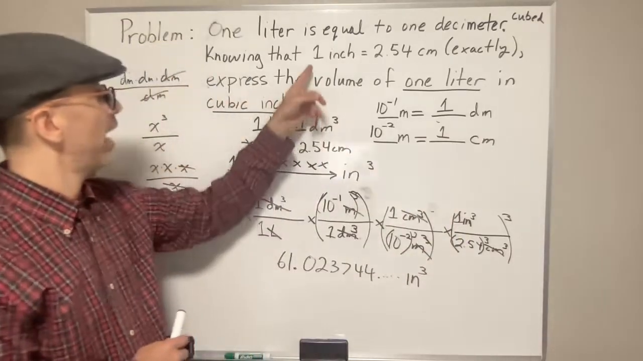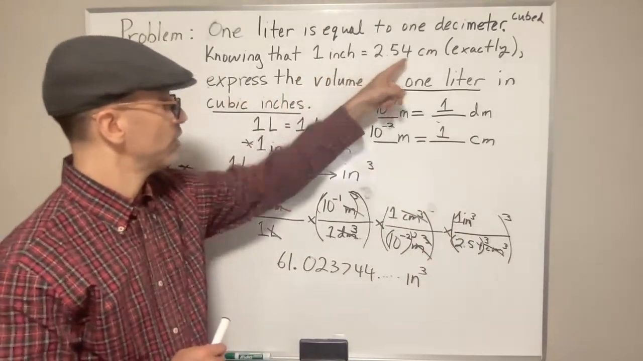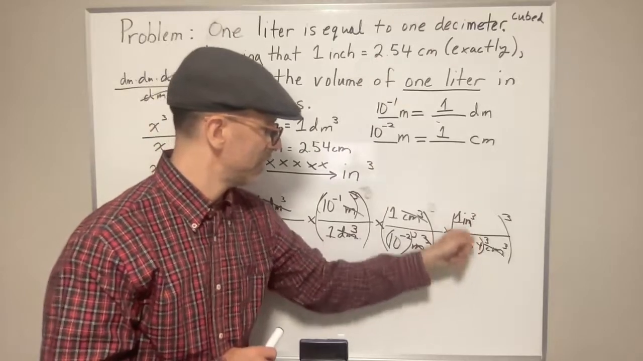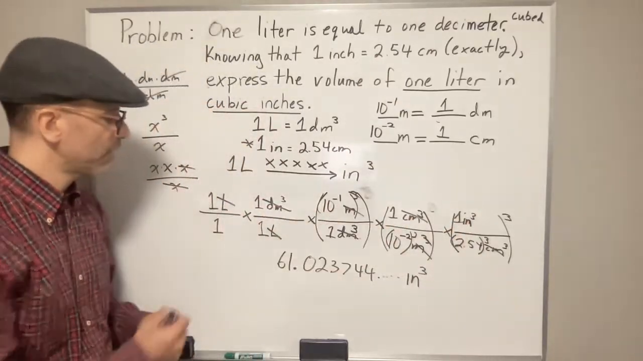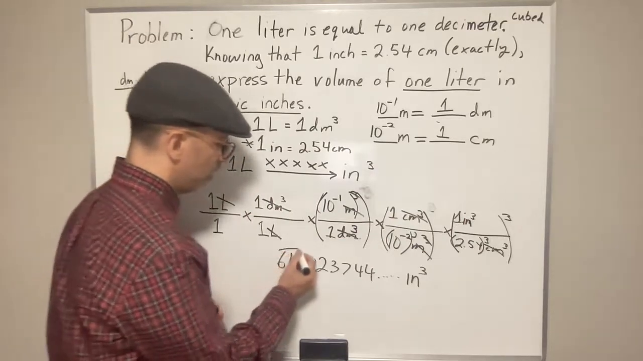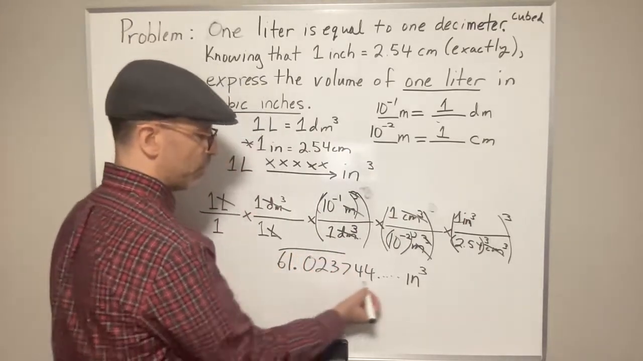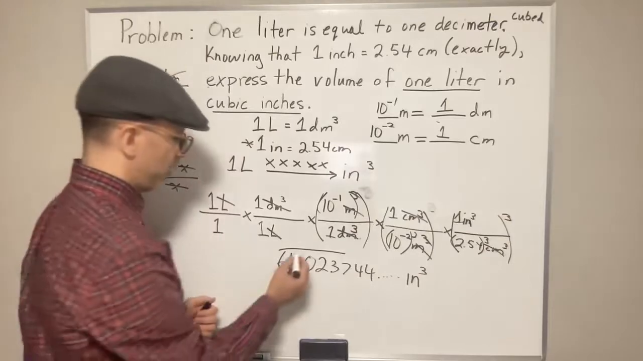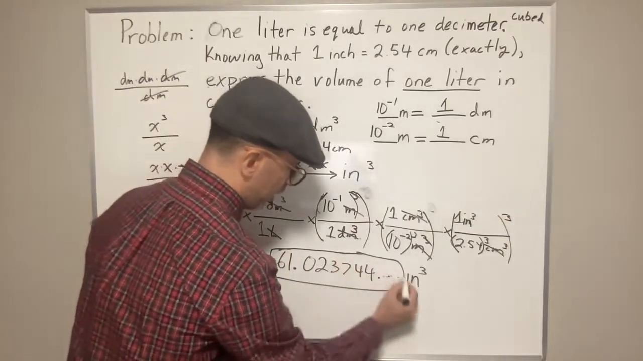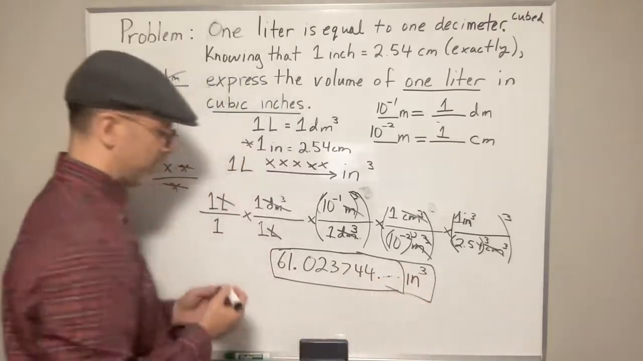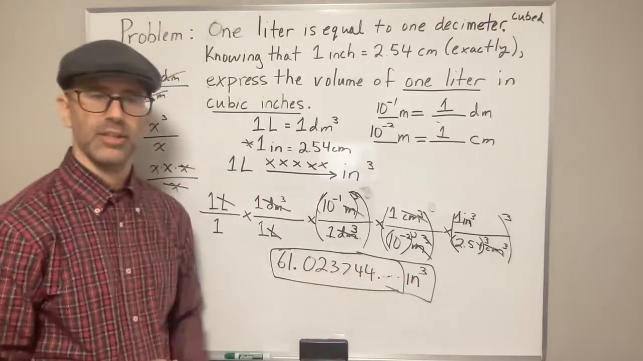And we are told that 1 inch is equal to 2.54 centimeters. So that relationship is exact. So all of this is exact. That means that this number is exact, so the number of digits keeps going on. That's why I have the dot, dot, dot there. So that would be your final answer.